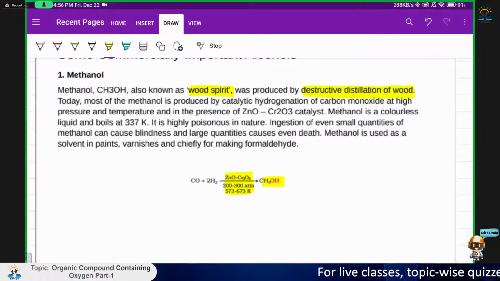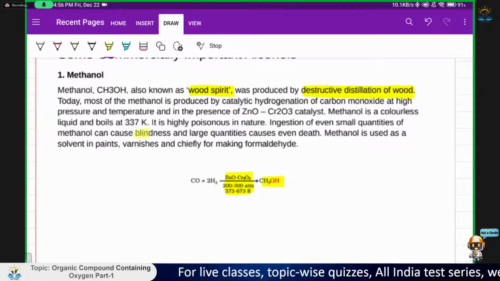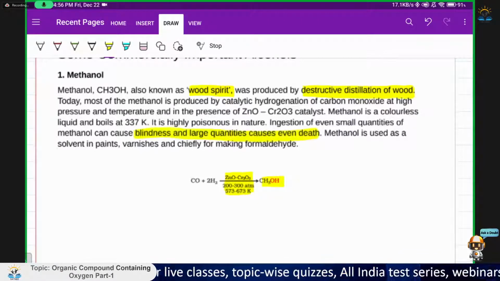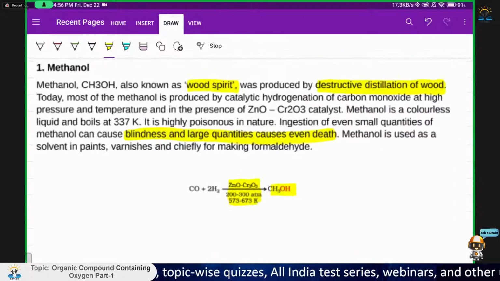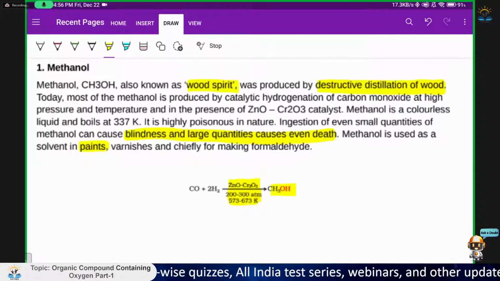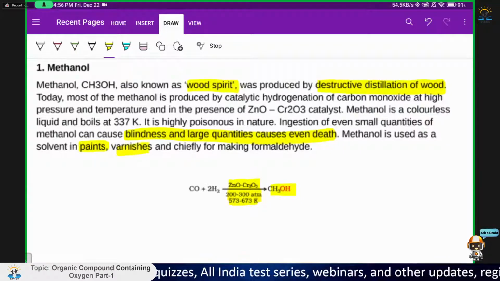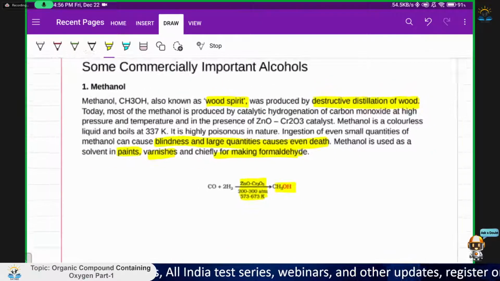What to know about methanol is that it is poisonous to us. Even small quantities of methanol can cause blindness. Large quantities even cause death. The use of methanol is as a solvent in paints, varnishes, and chiefly for making formaldehyde.